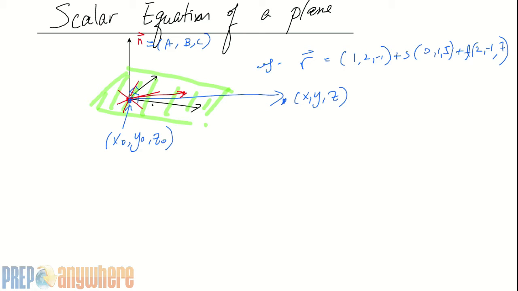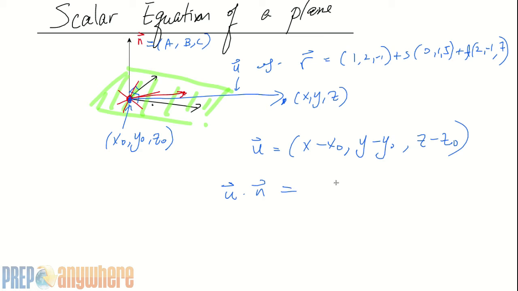So what I just described: how do you check if this point (X, Y, Z) is on the plane? Here's how you do it. You first find this vector, let's call it U, and U will be (X - X0, Y - Y0, Z - Z0). We know U dotted with the normal vector is going to be 0 because they're perpendicular. If this is perpendicular, then we say (X, Y, Z) is a point on the plane. Okay.